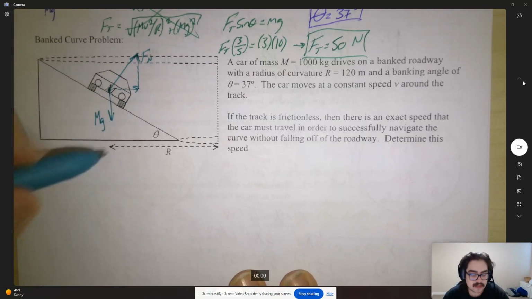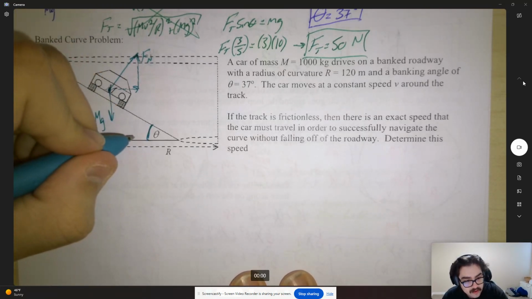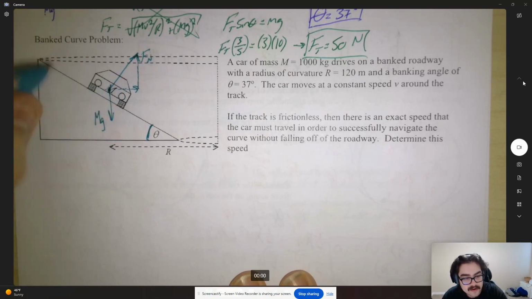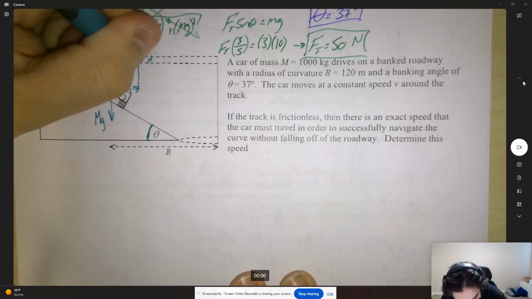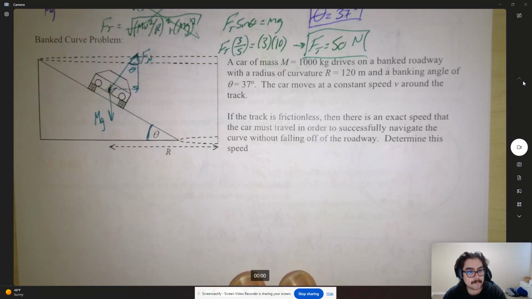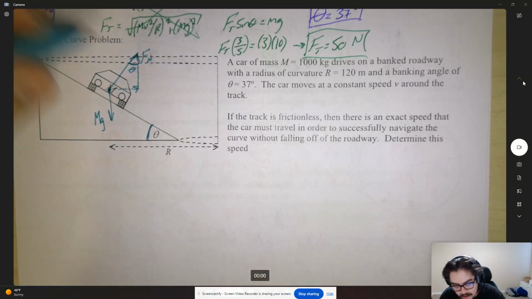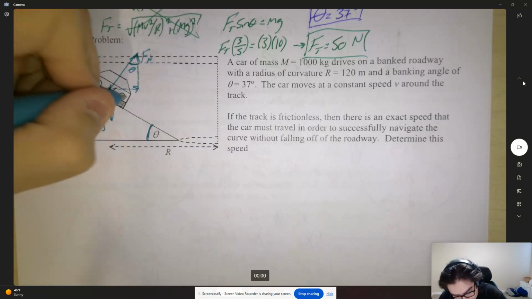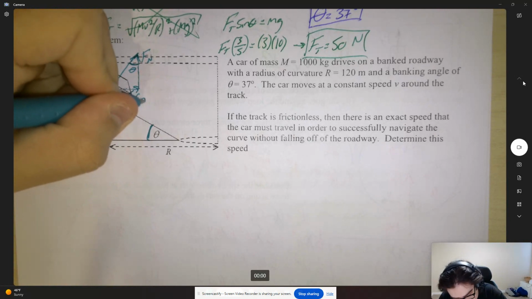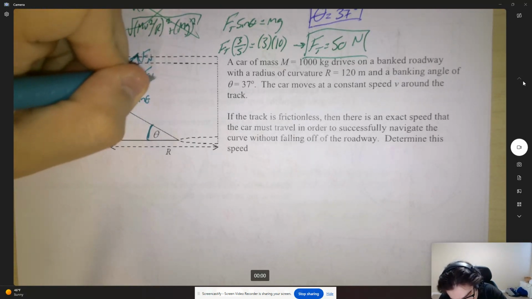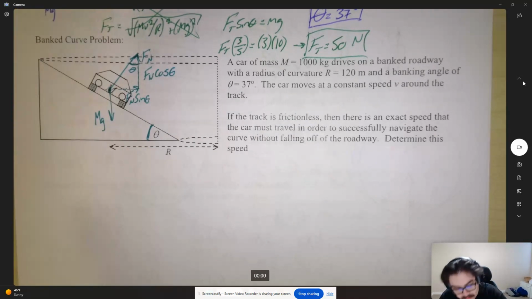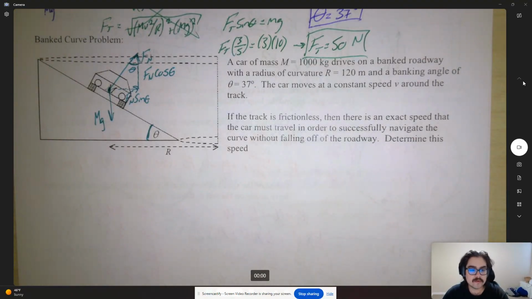Now here's the thing. I'm given this angle theta right here, but I don't know what angle that would be up here. It's actually going to be this top angle right there. So the opposite here is going to be Fn sine theta, and this is going to be Fn cosine theta. It's kind of weird, but it is what it is.